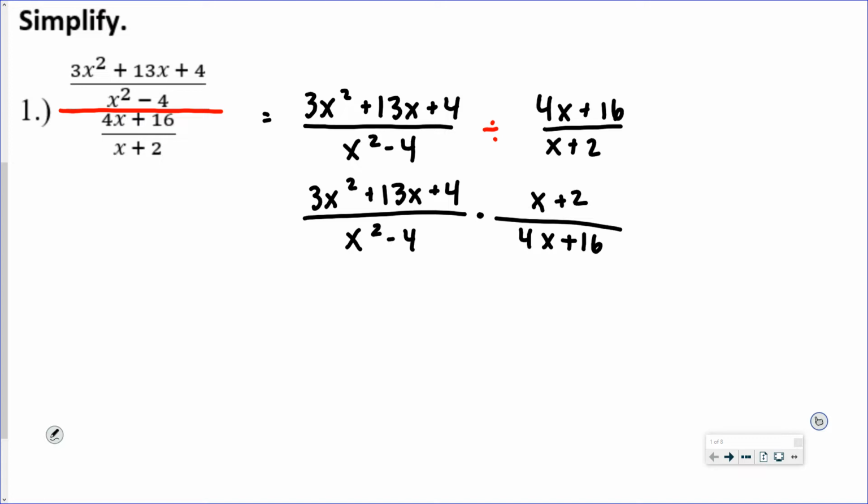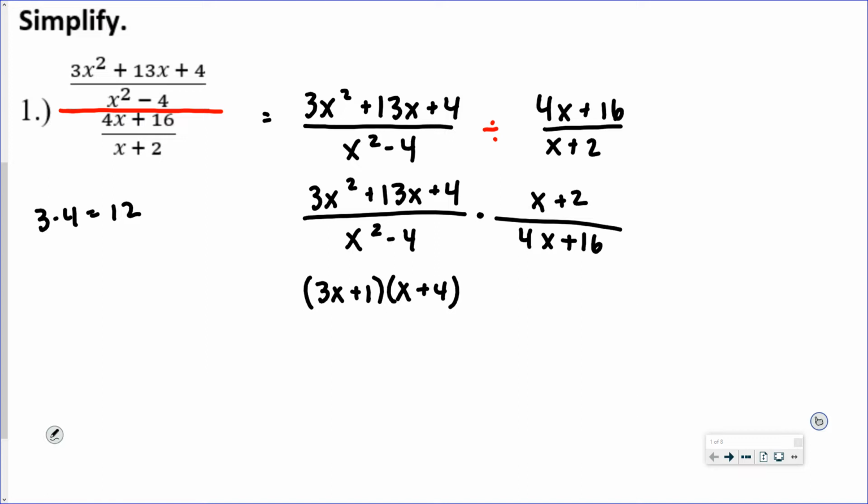Nope. Factor. This top, you should have factored to 3x plus 1, x plus 4. And I had to use the AC method off to the side. Wait, can't do that. Can't cross off these 4s. They have to be factors. What'd you get, Wesley? I got 3x plus 4 and x plus 1. I got 3x plus 1. Yeah, and Wesley did it wrong.